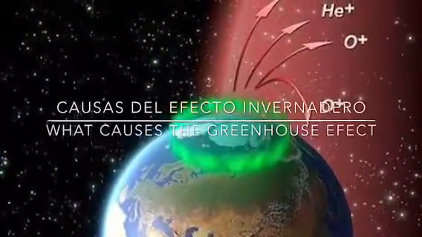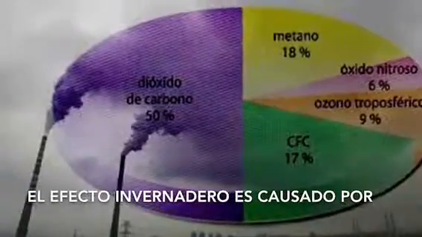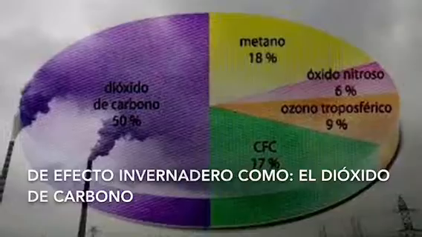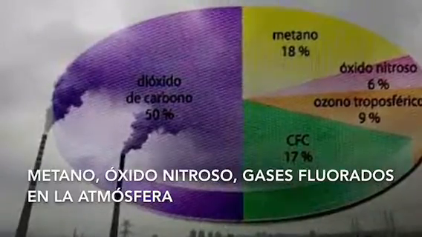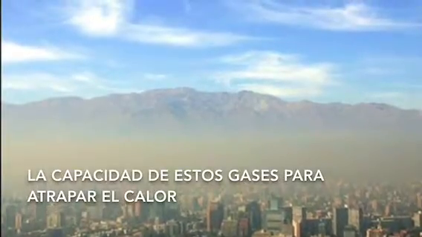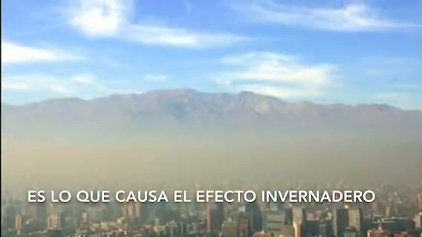What causes the greenhouse effect? The greenhouse effect is caused by the interaction of the sun's energy with greenhouse gases such as carbon dioxide, methane, nitrous oxide, and fluorinated gases in the atmosphere. The ability of these gases to trap heat is what causes the greenhouse effect.